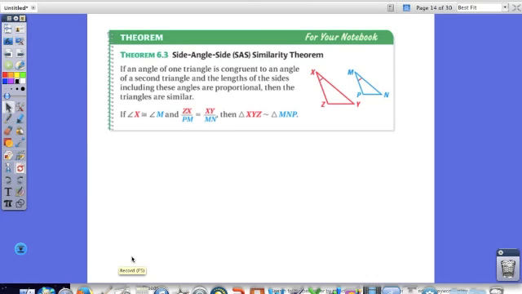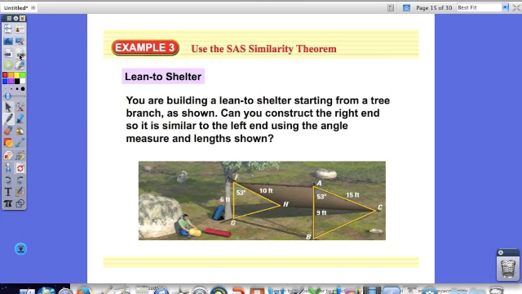So it's time for Theorem 6.3. The number doesn't matter though, the side-angle-side similarity theorem. But you can kind of assume at this point what this theorem is going to say. If an angle on one triangle is congruent to an angle on a second triangle, and the lengths of the sides including these angles are proportional, then the triangles are similar.